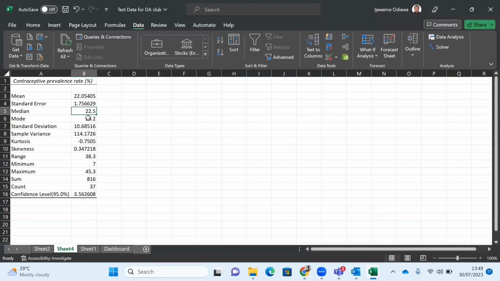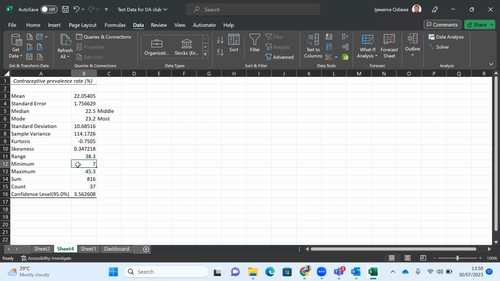The median is 22.5, the mode is 23. I want to believe we all know what median and mode mean, right? Yes. This is middle, this is most. Then standard deviation of 10, variance of these. Don't bother yourself with all this kurtosis, skewness, but at least important to know is minimum and max.